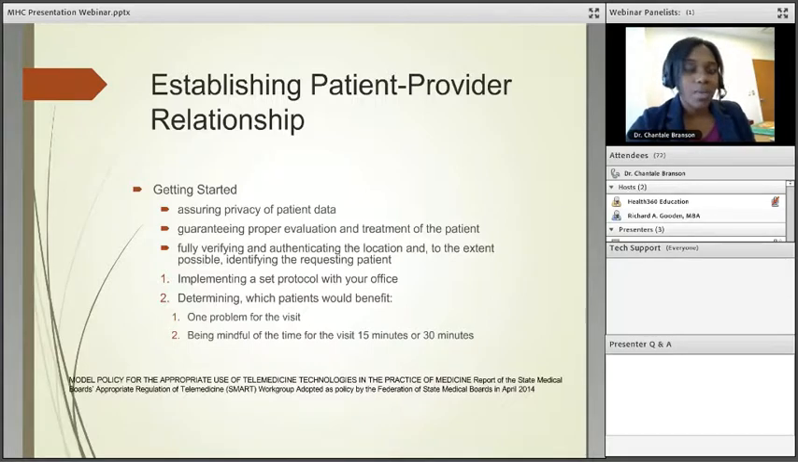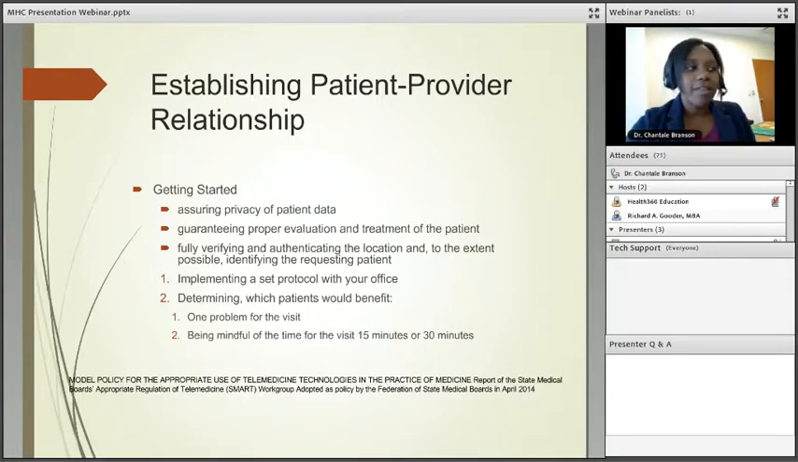With getting started with telemedicine, basically making sure that the office that you're in, the company that you're working with, or who is helping provide the services can assure privacy of the patient data, guaranteeing proper evaluation and treatment of the patient. So if you think that it might be a bit more complex or more challenging, or you haven't been able to really grasp the etiology or cause of the symptoms that the person is having, then maybe that may not be a good person for you to see through telemedicine or telehealth.